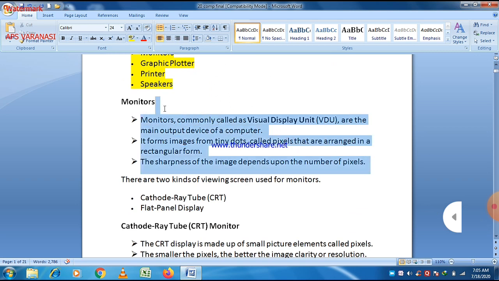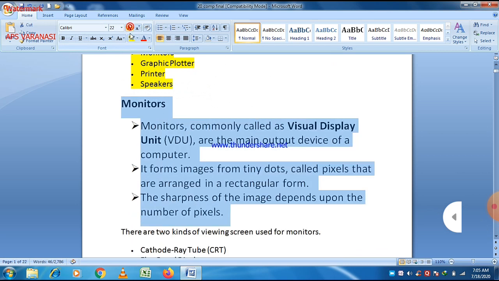Monitors are commonly known as visual display unit, and it is a very important question sometimes asked in examination. What is the second name of monitor? Visual display unit is the second name of monitors. Monitors are also called visual display unit, and these are the main output devices of a computer.